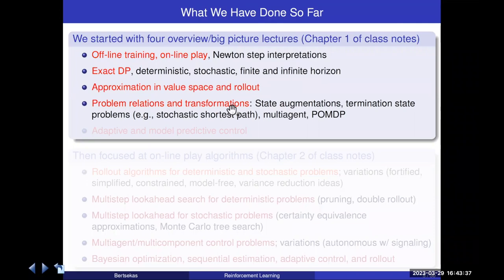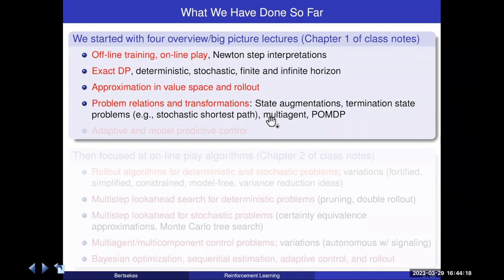How do you formulate problems? The basic idea is you need to start from a sequence of decisions. That sets the stage for a dynamic system and the sequential choices of controls. Then, if the problem does not quite fit the standard form that we have been using, you may change it by introducing state augmentations, or by introducing a termination state, for example, for stochastic shortest path problems. Multi-agent problems admit a transformation that's very interesting for our purposes.